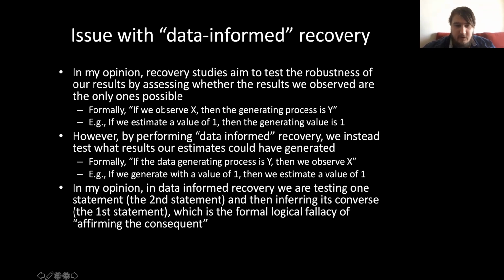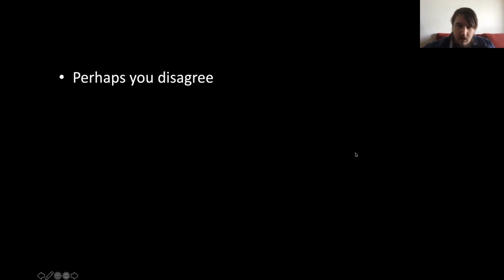In data-informed recovery, we're testing one statement, which is the second statement, and we're inferring the converse. We're trying to infer if we observe X, then the generating process is Y, which technically is the formal logical fallacy of affirming the consequent, right? We're not testing what we actually want to test. We're not testing the logical statement we want to test. We're instead testing its consequent and then trying to affirm it by testing its consequent.